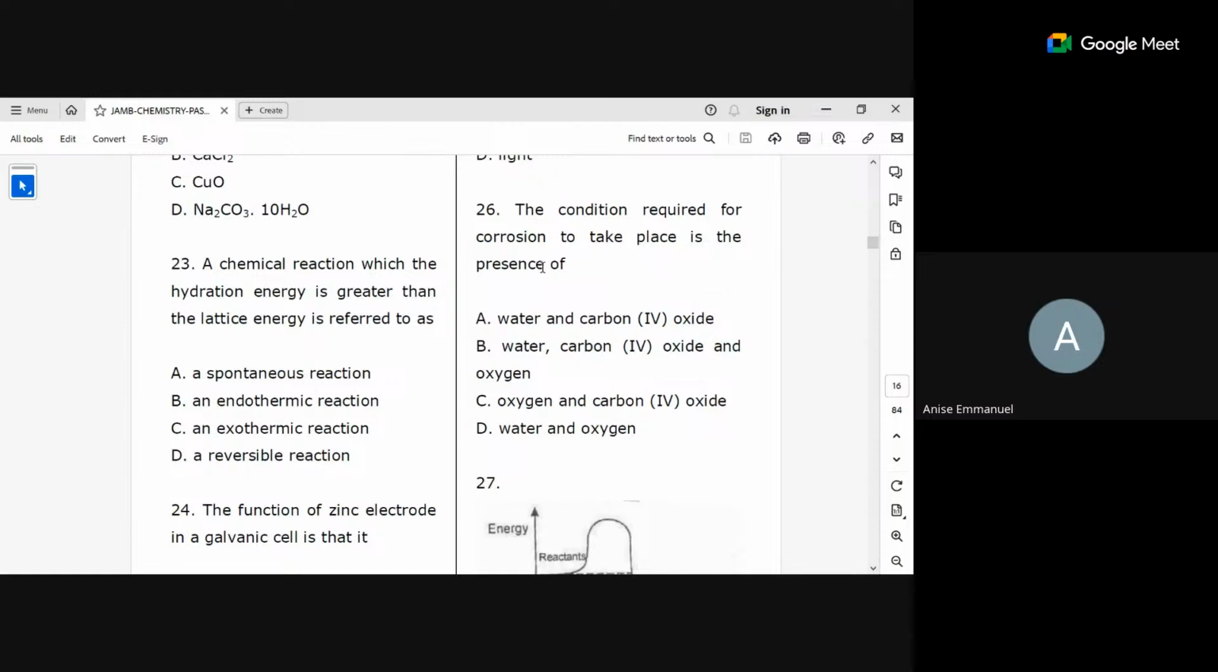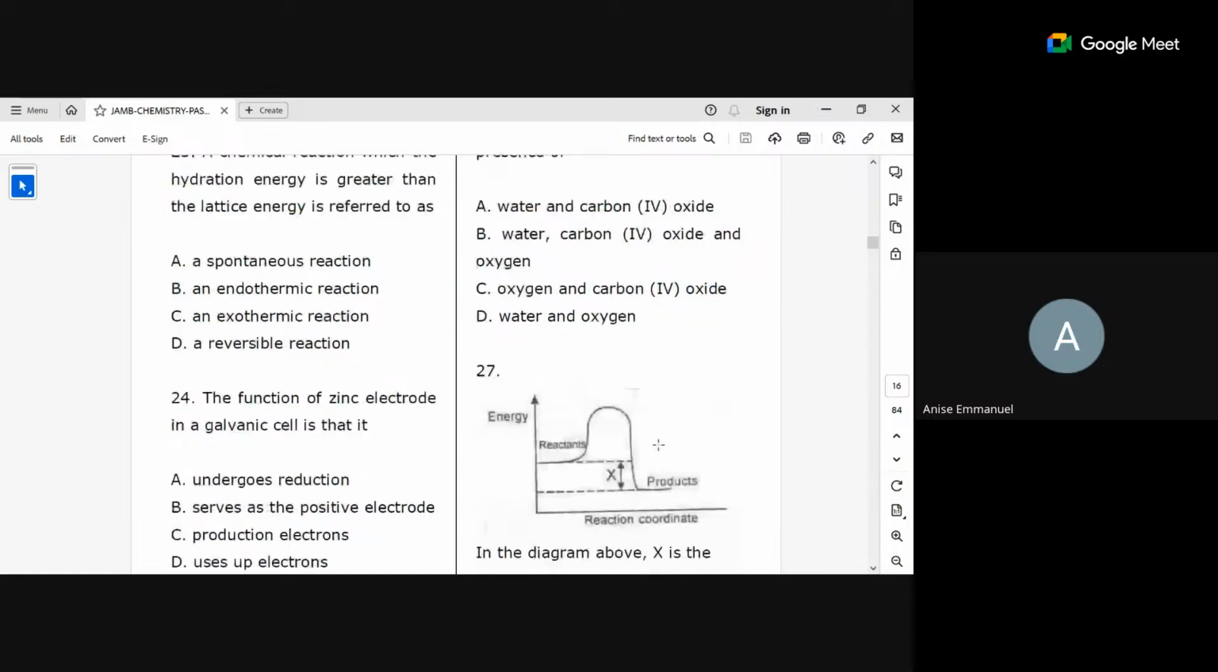So the answer here, let's look at it. The condition required for corrosion to take place is: A, water and CO2 gas. B, water, carbon dioxide and oxygen. The only answer is what? Let me not waste my time. It is water and oxygen. I've said it. Air and water. That's it. Air and water. Number 27.